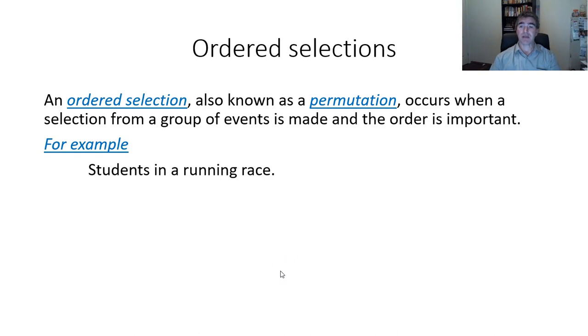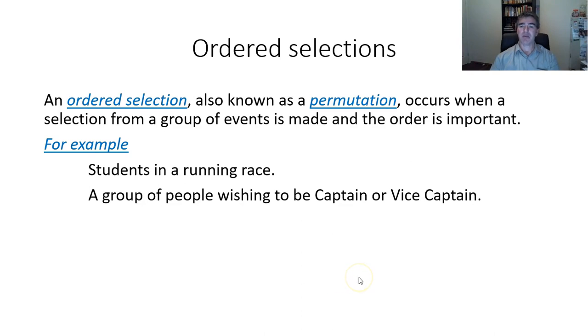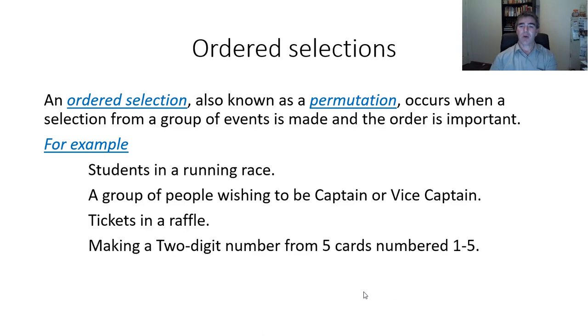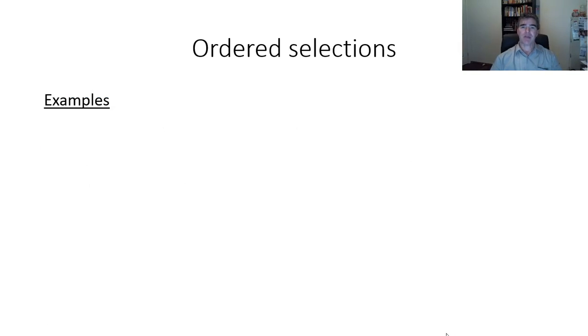Students running in a race: the order that they finish is important. A group of people wishing to be captain or vice captain: we usually select the captain first, then vice captain, so the order again is important. Tickets in a raffle: we usually have first prize, second prize, third prize, so the order that they're drawn out again is important. Or if we've got, say, 5 cards numbered 1 to 5, and we select 2 to make a 2-digit number, the order that they occur is important. So what we'll do now is have a look at some examples on how to do this.